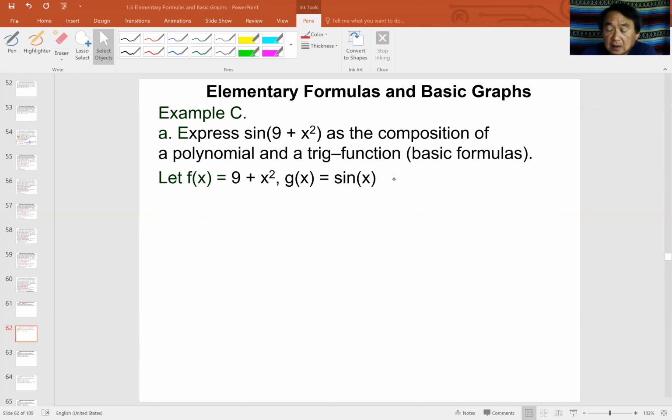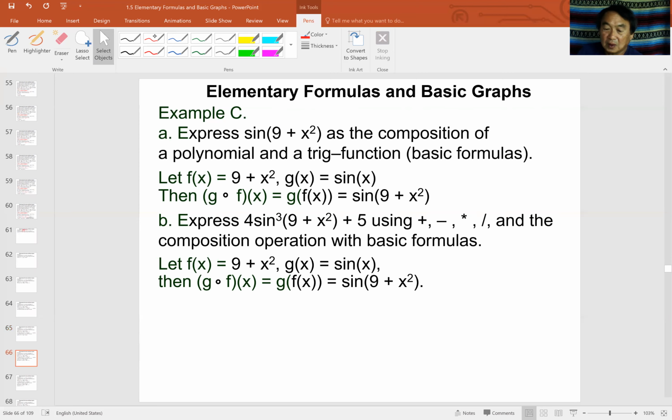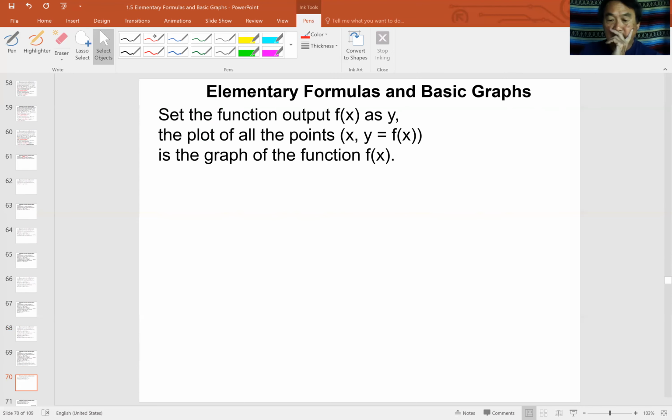Then g of x is sin of x, and then this is g circle f, because we feed into f first, then the outcome is fed into g. So these are more examples of how things break up, so you can think about it.